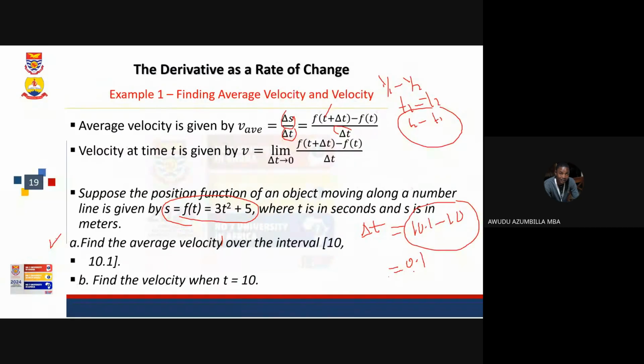So after finding the change here, we just have to substitute it into the formula. What is our T? T is 10. So we are going to have 10 here plus change in T. Change in T is 0.1. So 10 plus 0.1, all over change in T, all over 0.1. That is all that you need to do here.